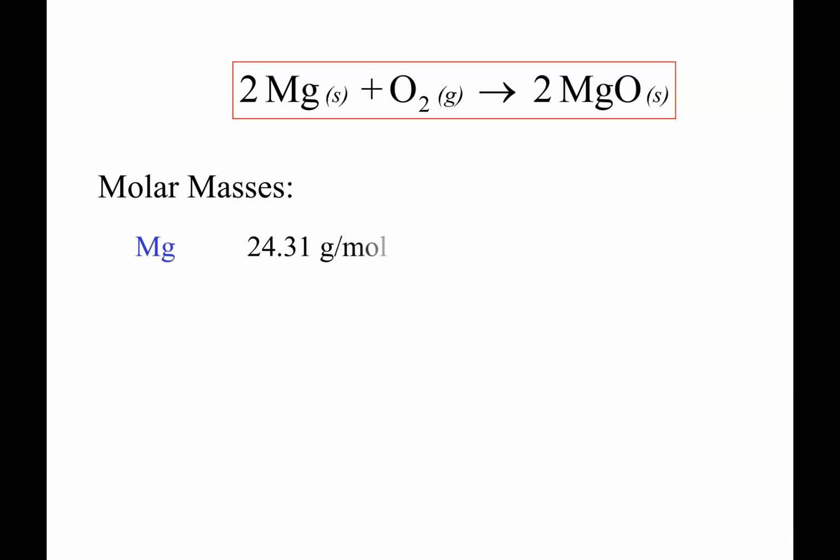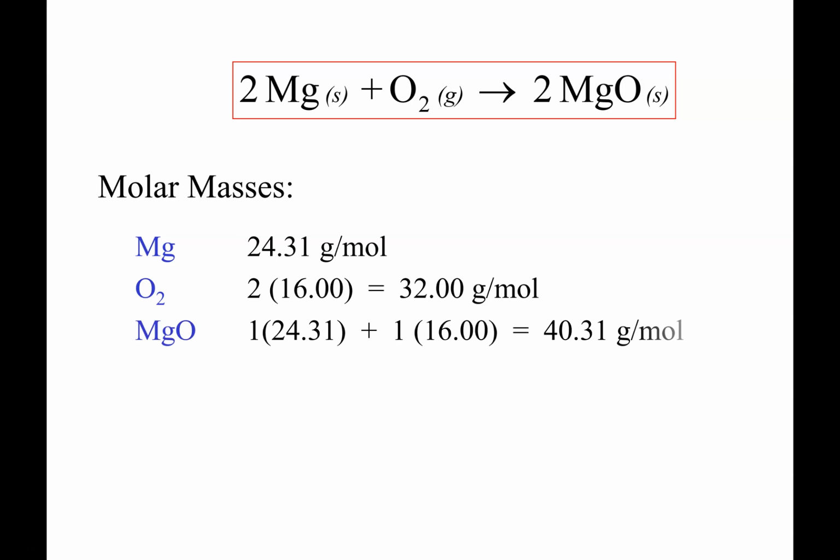So I told you, knock out the molar masses using a periodic table. The molar mass of magnesium, I love that phrase, is 24.31 grams per mole. Molar mass of O2 is 2 times 16.00, 32.00 grams per mole. And the molar mass of magnesium oxide, which we're going to use in a follow-up problem coming up, is 40.31 grams per mole, because we take 1 times 24.31 plus 1 times 16.00.